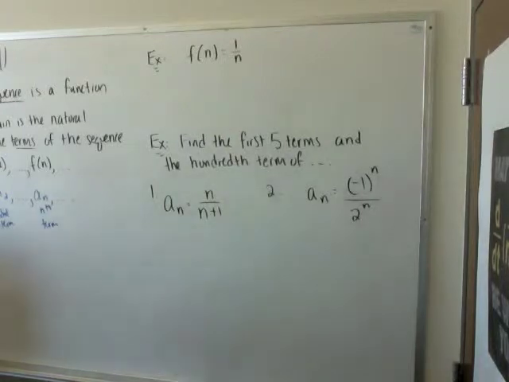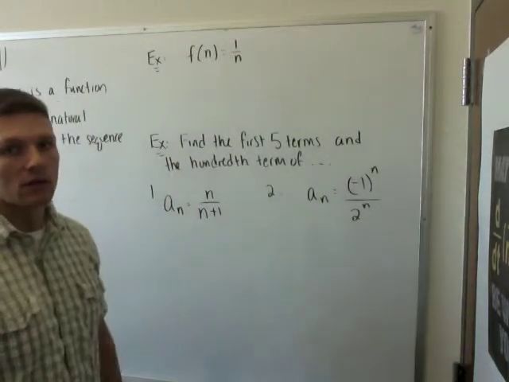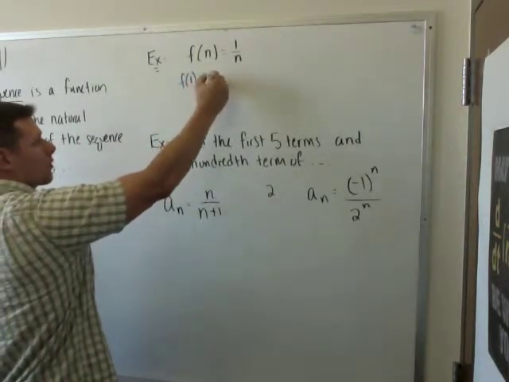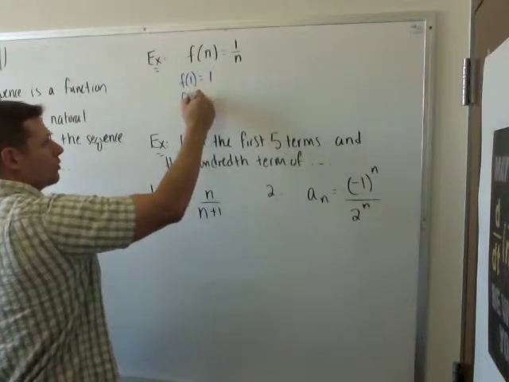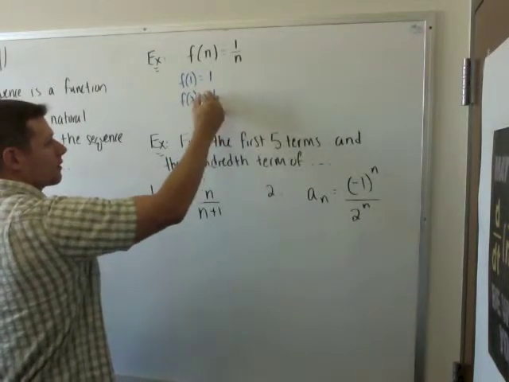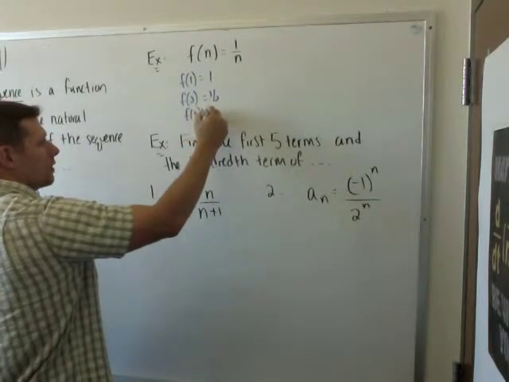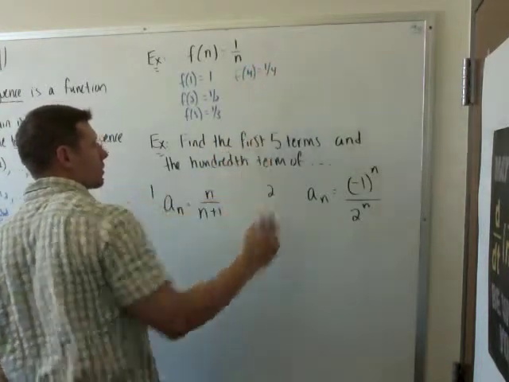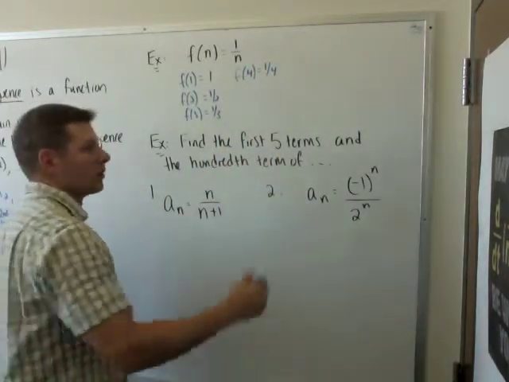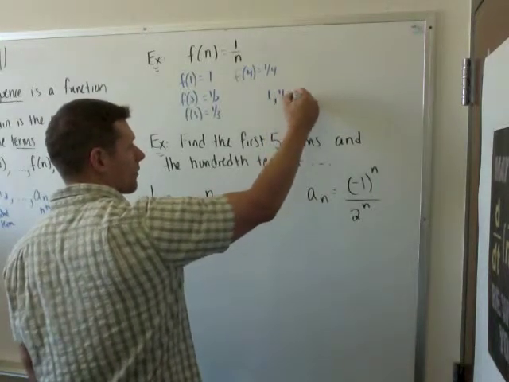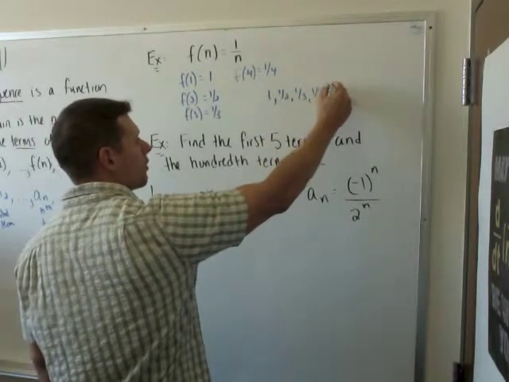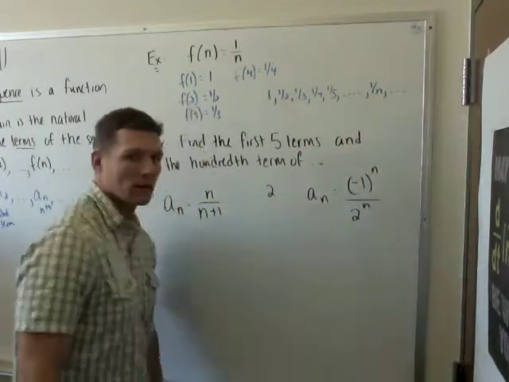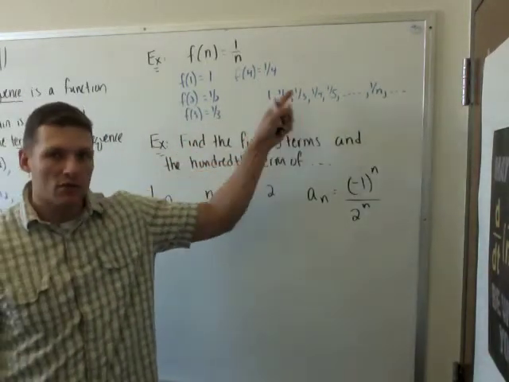Okay? So here's an example of a function right here, f of n equals 1 over n. So the first term we would say is f of 1, which is 1 over 1, which is 1. F of 2 is 1/2. F of 3, the third term, is 1/3. F of 4 is 1/4. And so what we do is we create the sequence of terms 1, 1/2, 1/3, 1/4, 1/5, and so forth. Eventually we'll get 1 over n, and then we'll just keep going. This is a sequence of numbers.